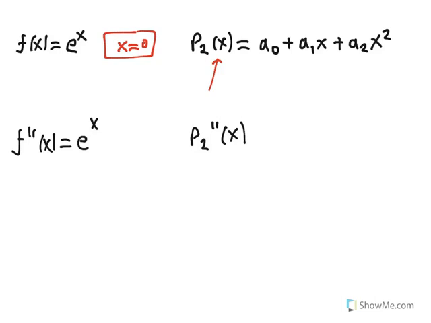In other words, if one is concave up at x equals 0, the other should be concave up at x equals 0 as well. So that's how you can think of it geometrically.